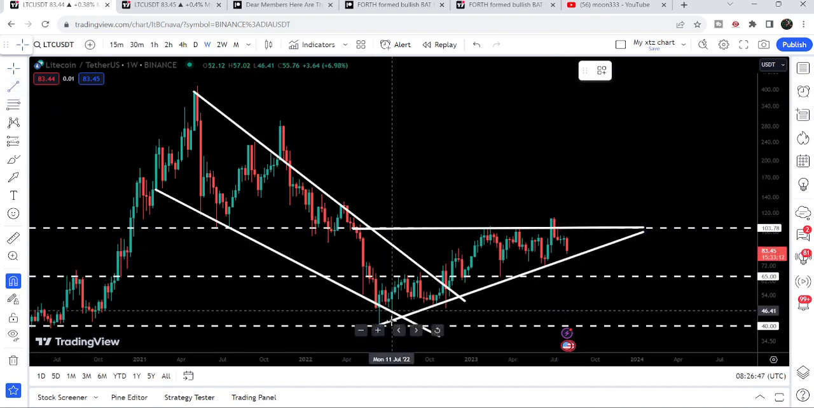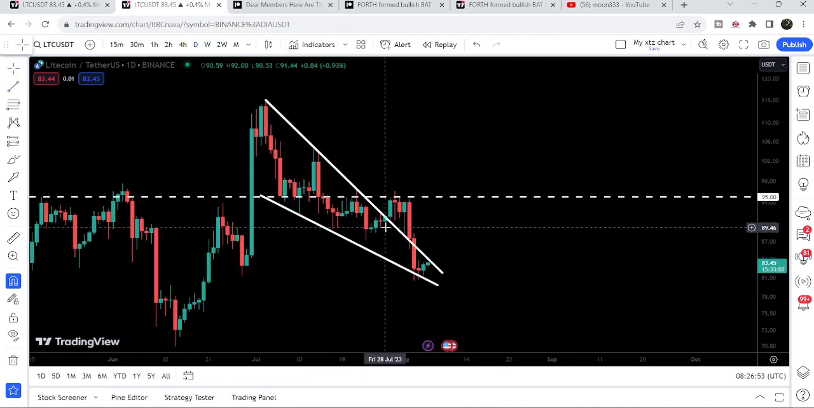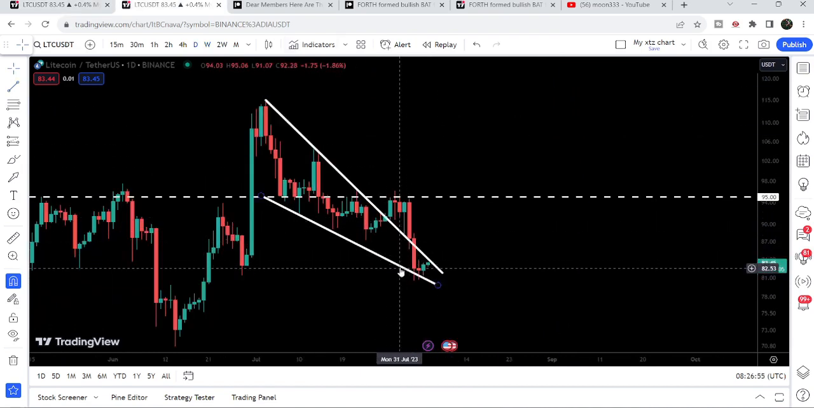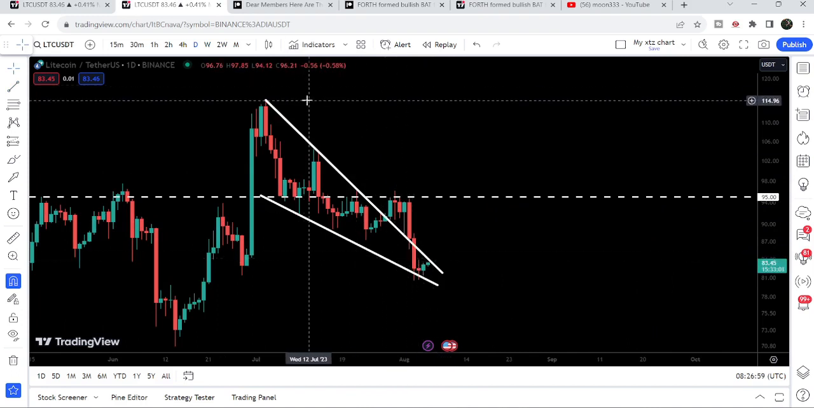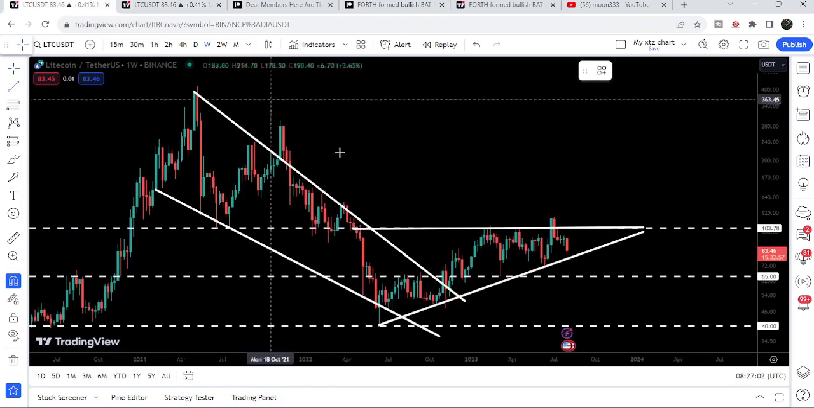Now, once the price will be able to break out this ascending triangle, first let me show you the target for this wedge. Once the price will be again able to break out this wedge pattern, then the target will be here at the top of the wedge. That will be approximately at $115.